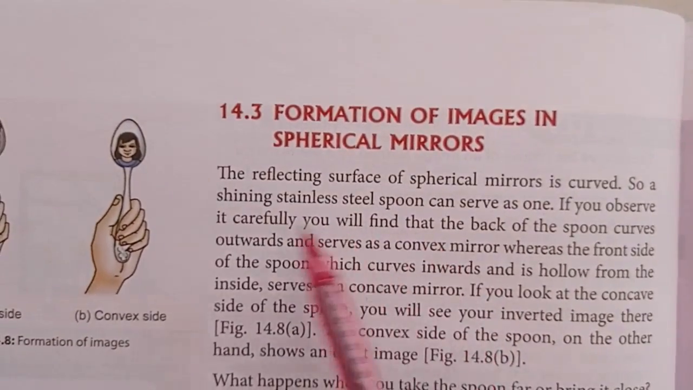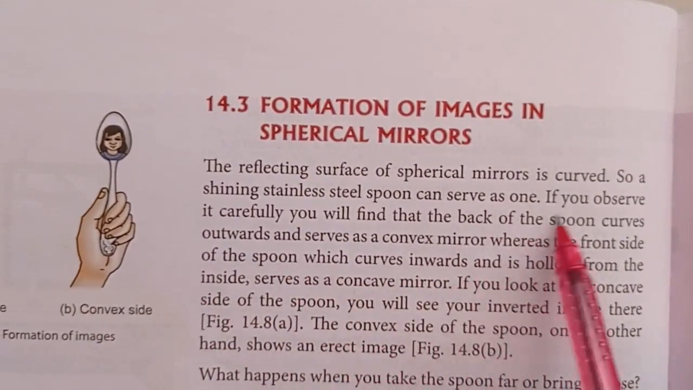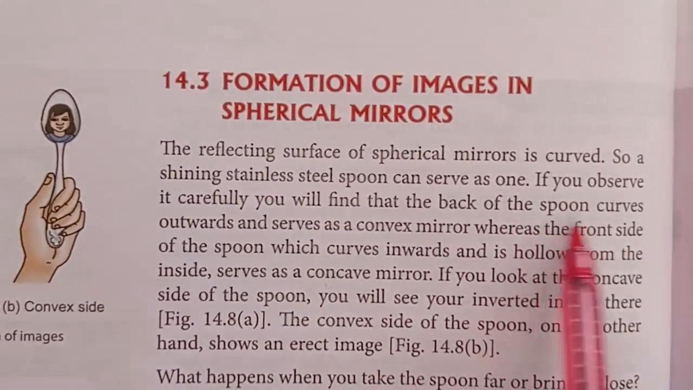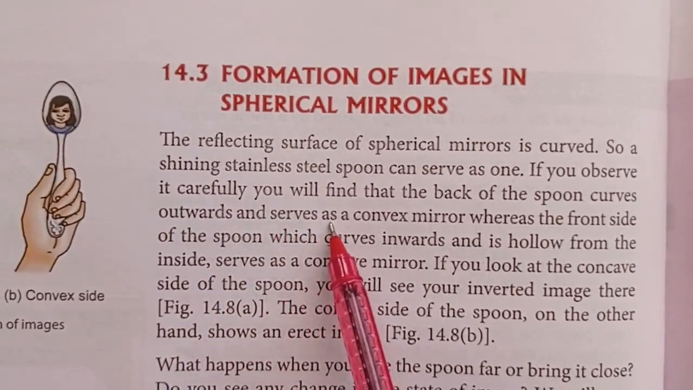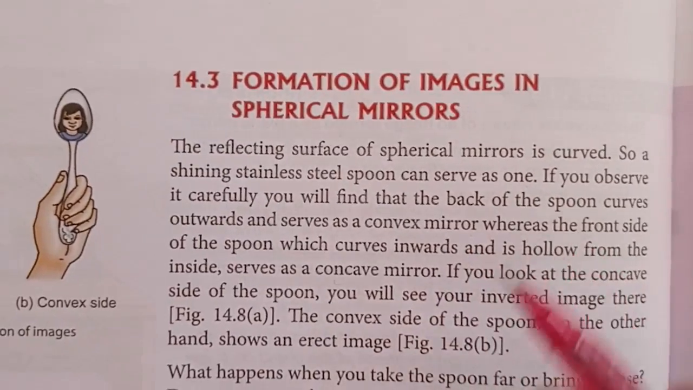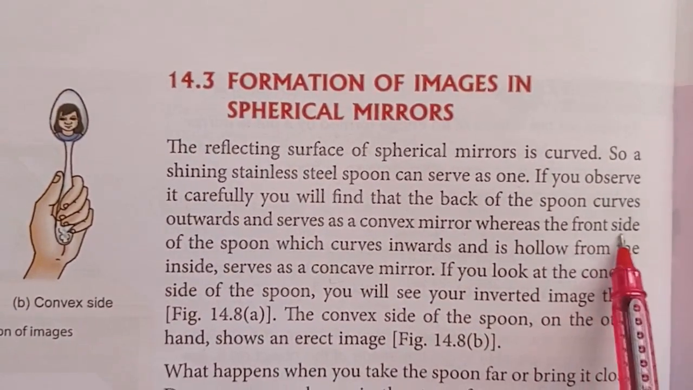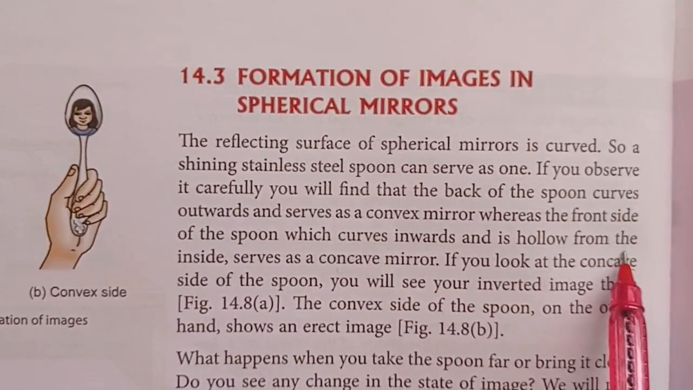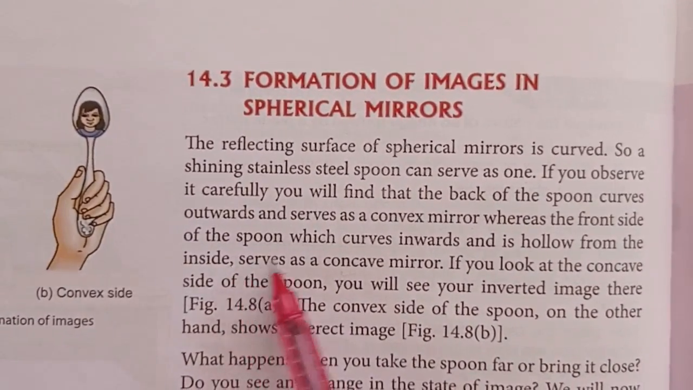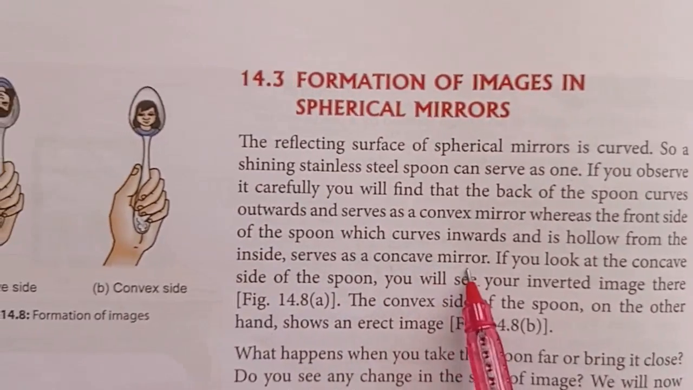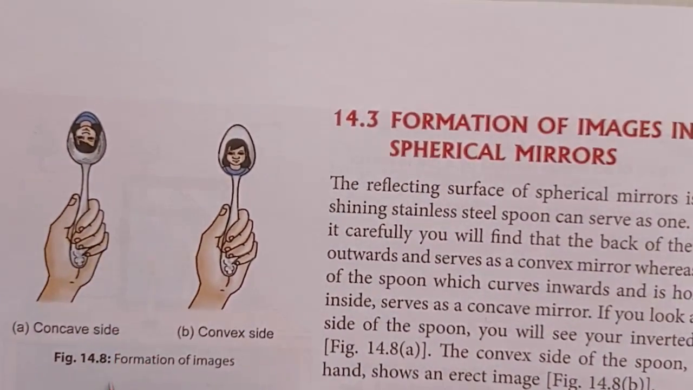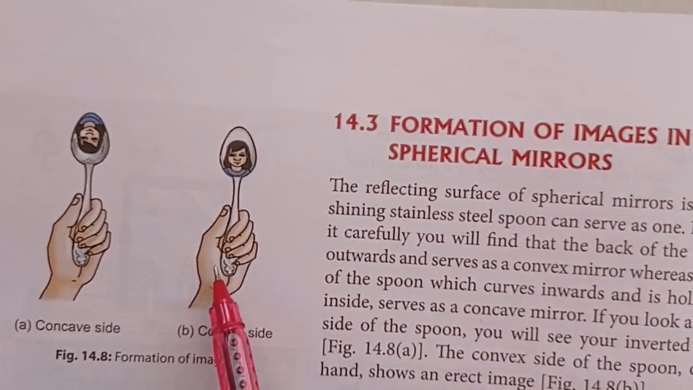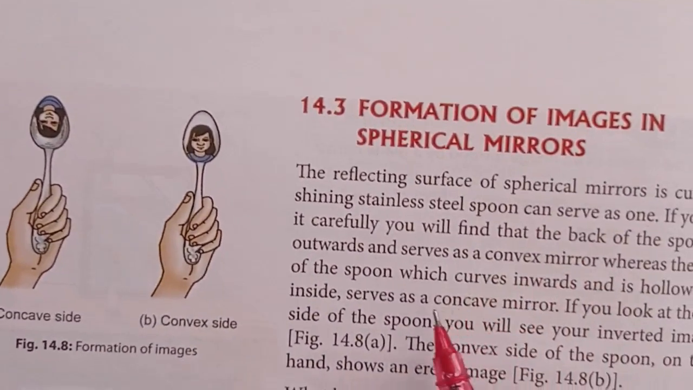तो आपने स्पून देखा होगा कि उसका कर्व शेप होता है. As you observe it carefully, you will find that the back of the spoon curves outward and serves as a convex mirror from the back side, whereas the front side of the spoon curves inward and is hollow from the inside. So that's why it serves as a concave mirror. So here you can see it, concave means inside, आप जिससे खाते हो वो, and here convex means ulta. Okay, you have to take the opposite of this side.